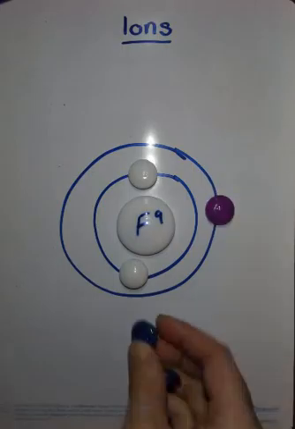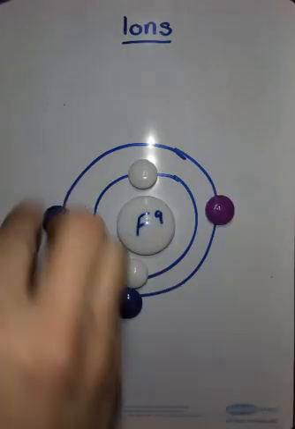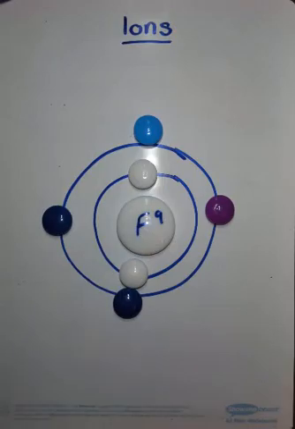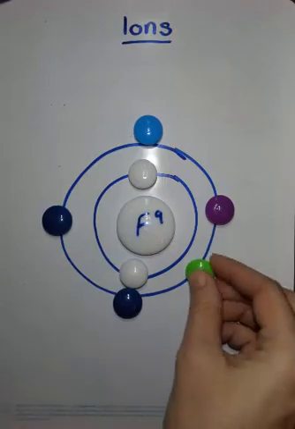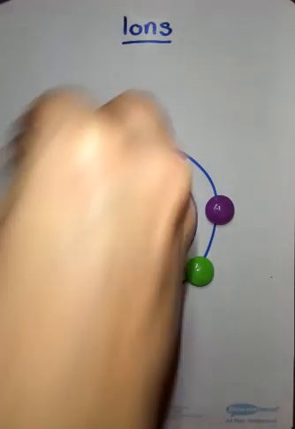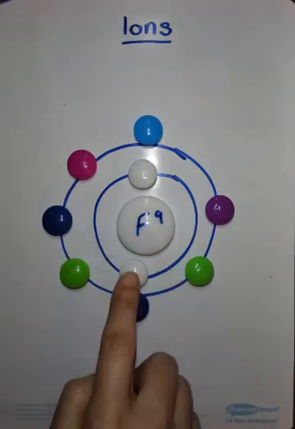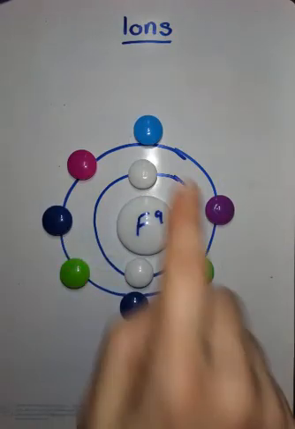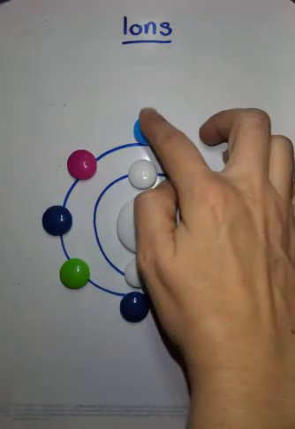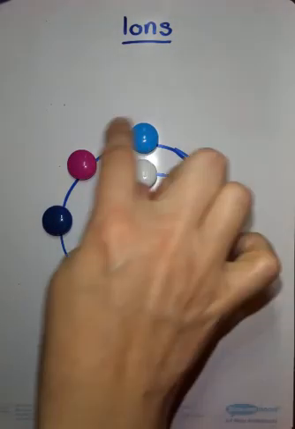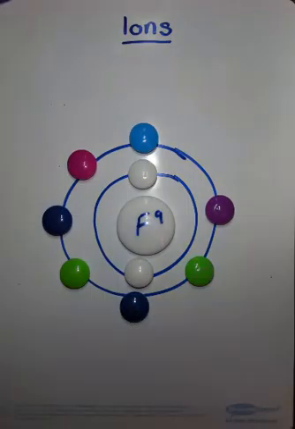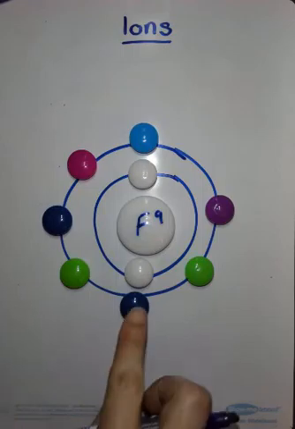So we need 1, 2, 3, 4, 5, 6, 7. Now you can see that the inside shell's full. We've got 2 electrons there, and to make a full outside shell we would need 8, but we've got 7. So this time we want to gain an electron to fill up that outside shell. It's much easier to gain an electron than it is to try and get rid of 7 of them.